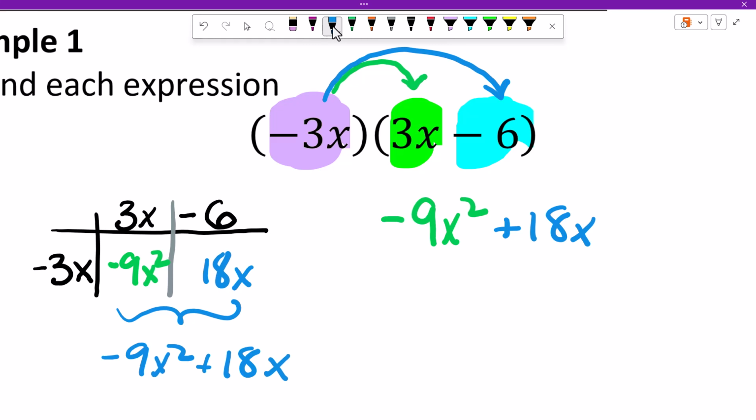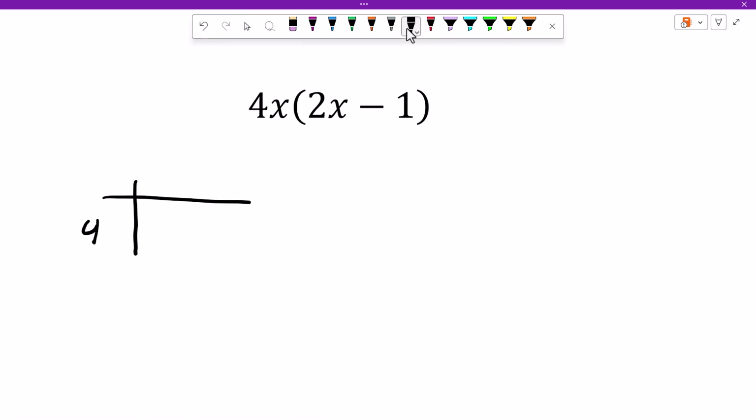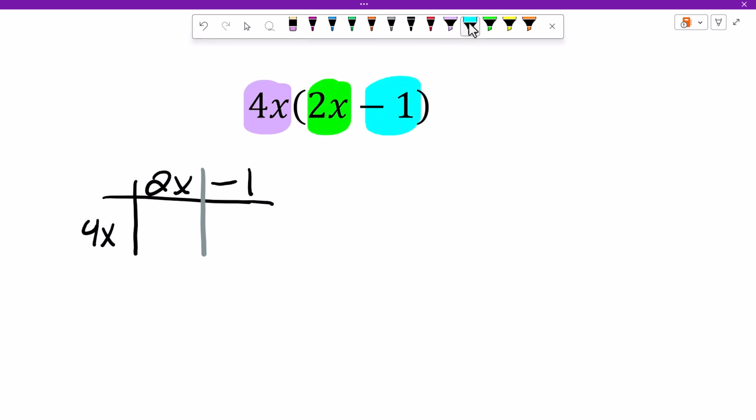Let's have you try this one, the 4x one. I'll write it off to the side as a t-chart. Or you can do your arrows. See if you can come up with it. I'm glad that, walking around, everybody had it right on the first try. The first multiplication should have been 8x squared. The second multiplication should be minus 4x.